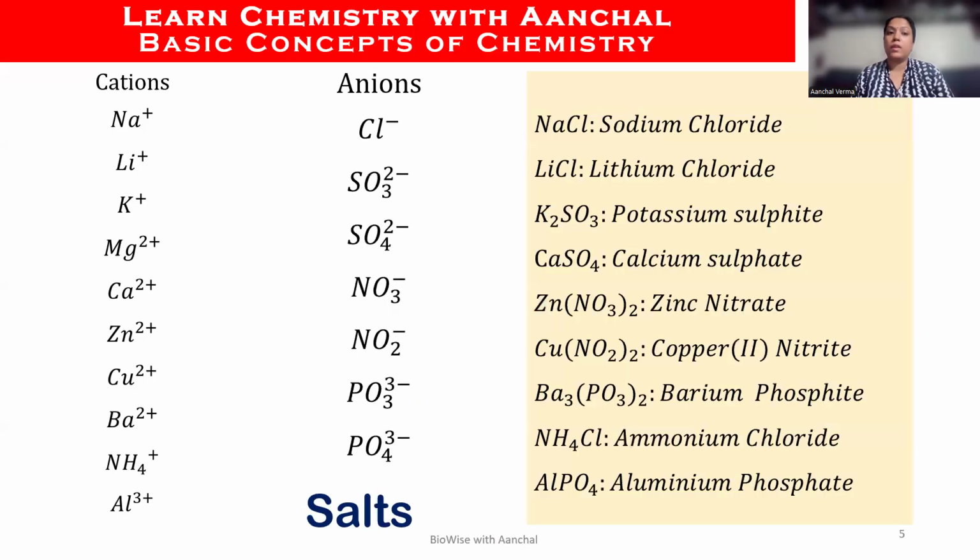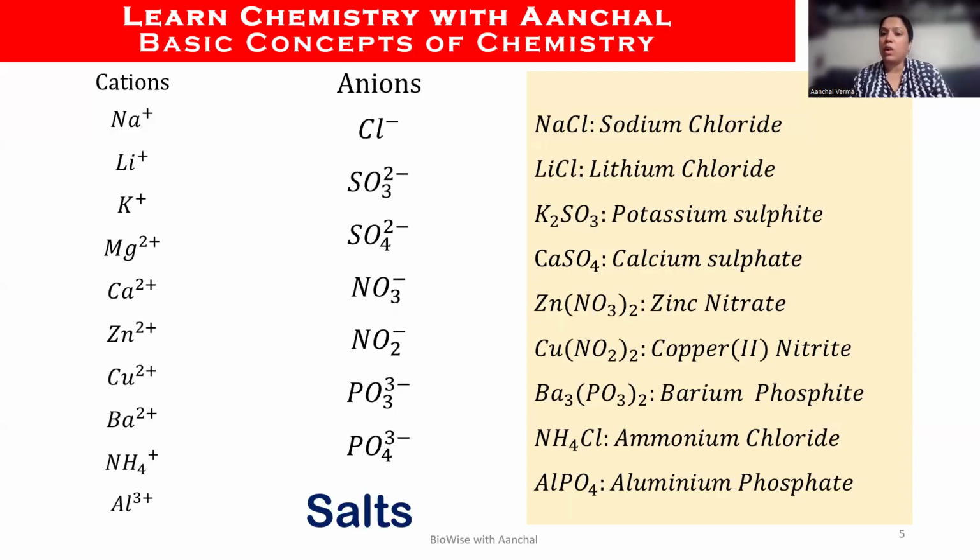Okay. But if there are a list of cations other than hydrogen ion, and a list of anions other than hydroxide ions, when they form compounds, they form salts like sodium chloride, lithium chloride, potassium sulfide, calcium sulfate, zinc nitrate, copper nitride, barium phosphide, ammonium chloride, aluminium phosphate, all these are salts.